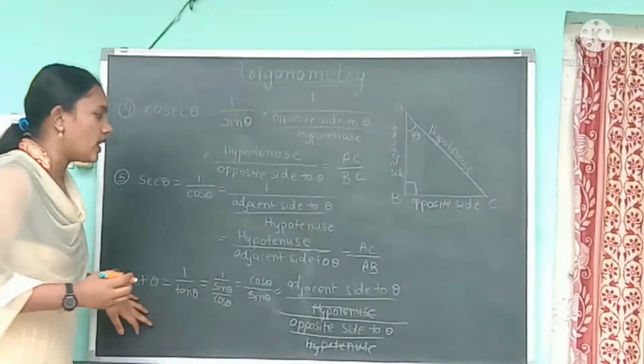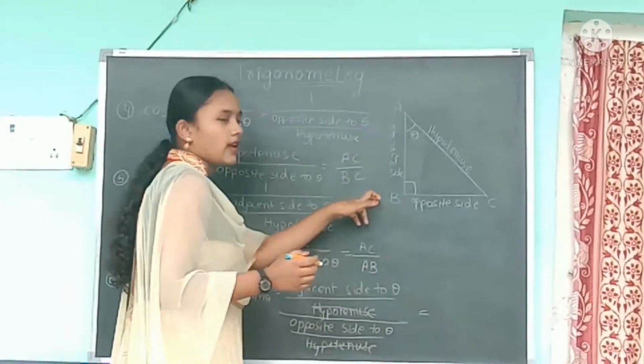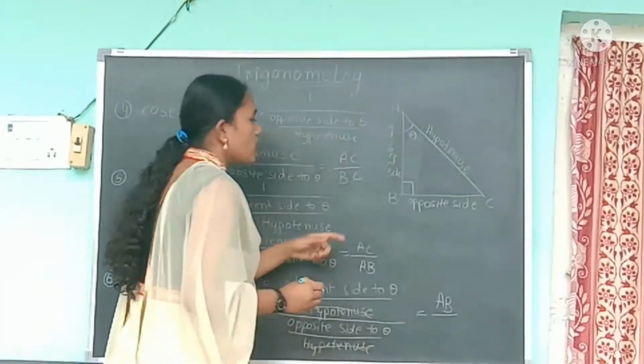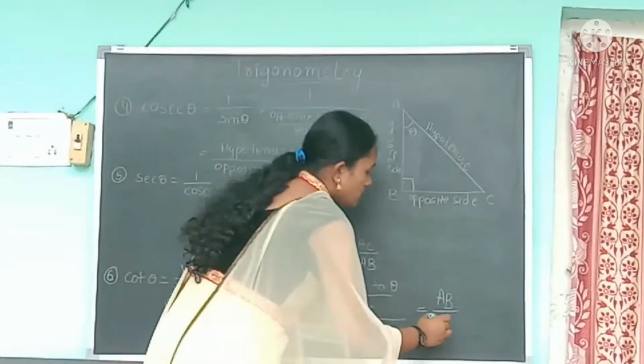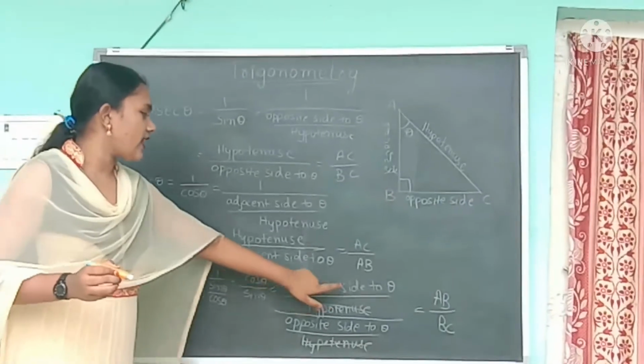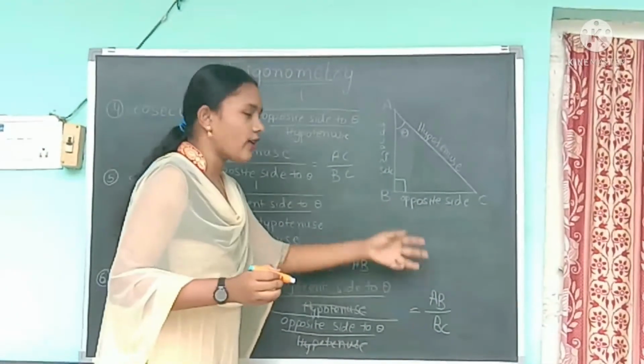So what is adjacent side to theta here? Adjacent side to theta is AB. So AB by what is the opposite side to theta? BC. So cot theta, adjacent side to theta by opposite side to theta, that is AB by BC according to this figure.